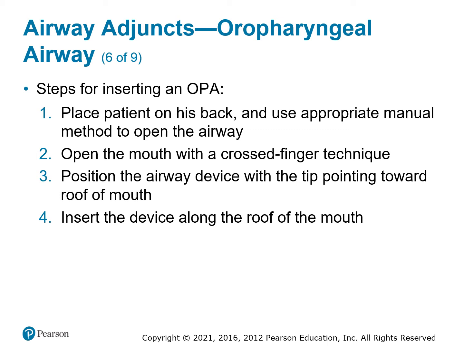You take the airway and put it where it's facing the top of the head, so the open part of the curve is facing up. So what we're doing is we're sliding it along the top palate, and once you get to the back of the tongue, you're rotating it 180 degrees so it slides down over the back of the tongue. So it's a simple process: slide in, twist at 180.